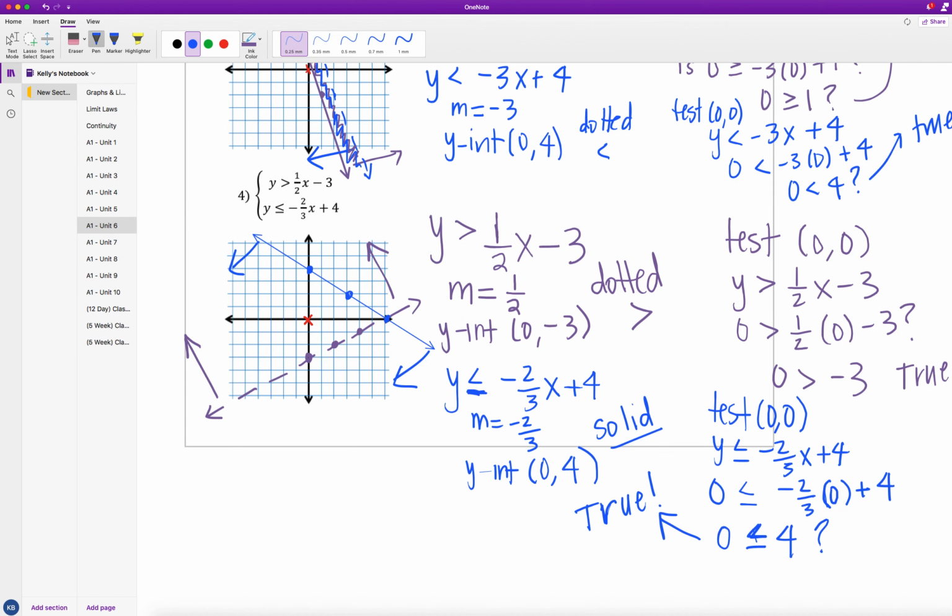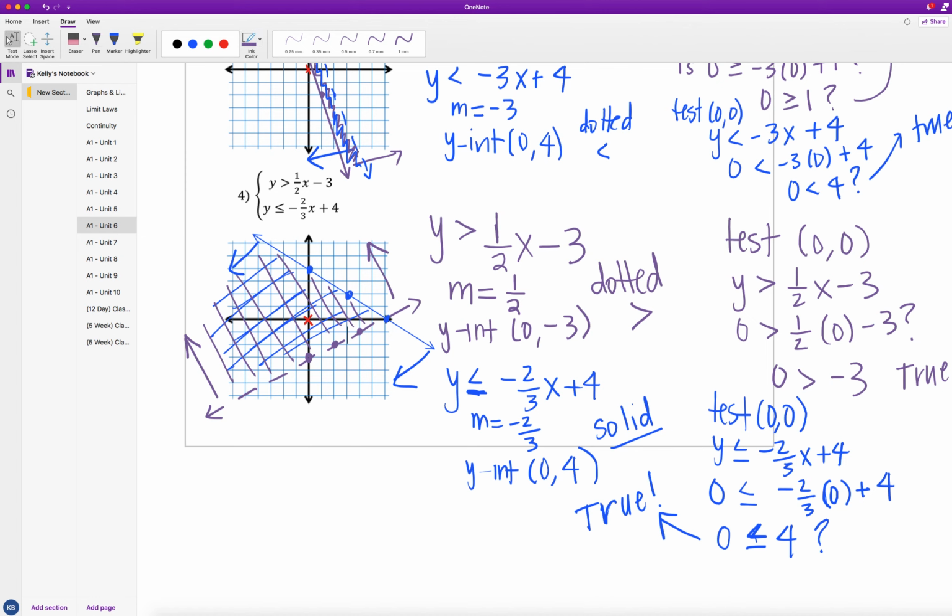So our final answer in these is where the two shadings overlap. So it's going to be this section right here, since I have both the blue line shaded down, and then I also have the shading above the purple line here. So it's that big kind of pizza slice that we're getting right there.